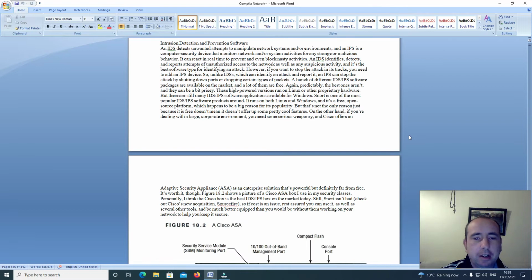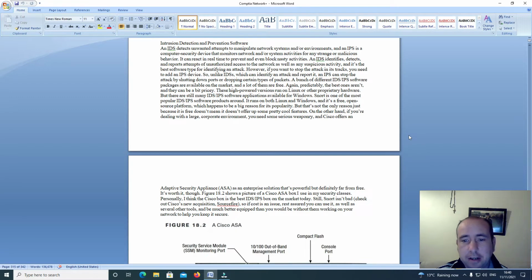Intrusion detection and prevention software. An IDS detects unwanted attempts to manipulate network systems and/or environments, and an IPS is a computer security device that monitors network and/or system activities for any strange or malicious behavior. It can react in real time to prevent and even block nasty activities.